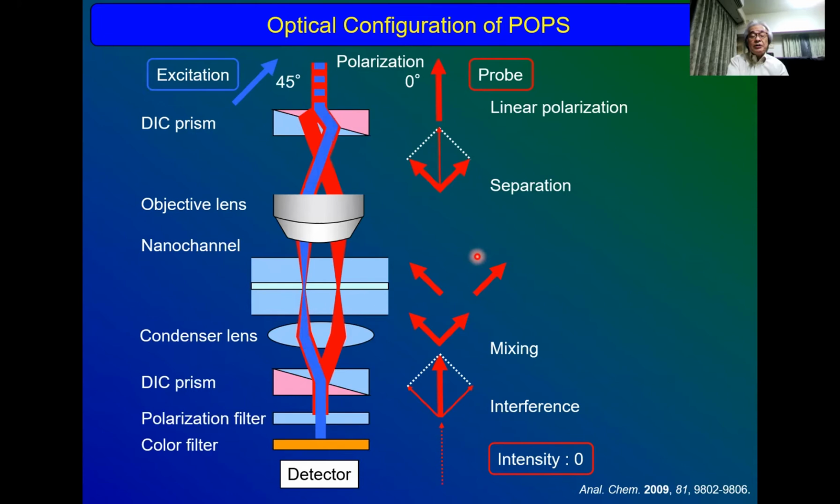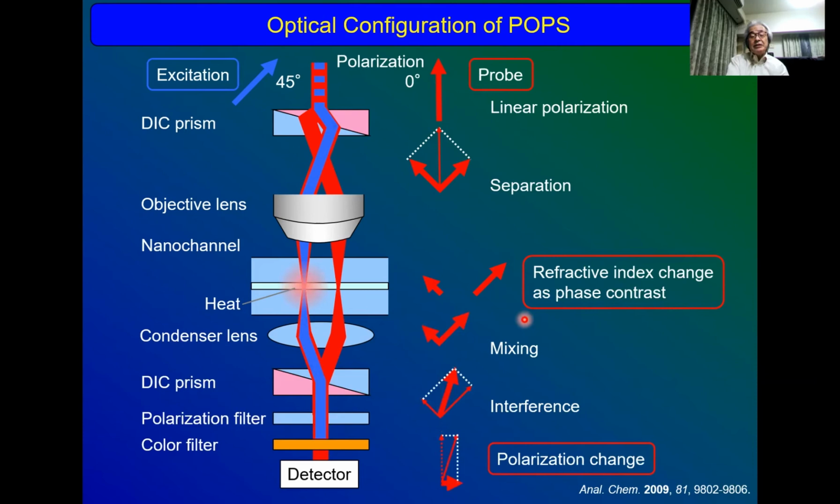Then this is mixed again, and the interference occurs under the next DIC prism. The excitation beam is introduced like this, and the phase shift on this side occurs like this. After the interference, some of the component still remains. This is the working principle of the DIC.